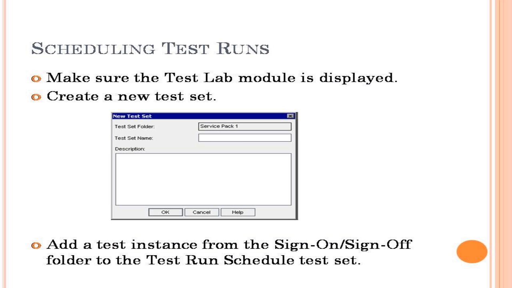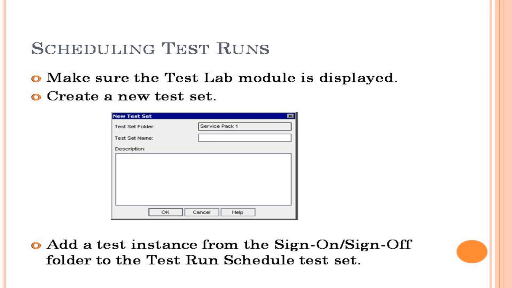To schedule a test run. 1. Make sure the Test Lab module is displayed. If the Test Lab module is not displayed, click the Test Lab button on the sidebar. Choose View Test Sets Tree to display test sets in the Test Sets tree.